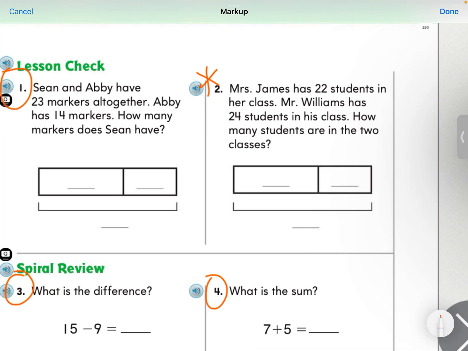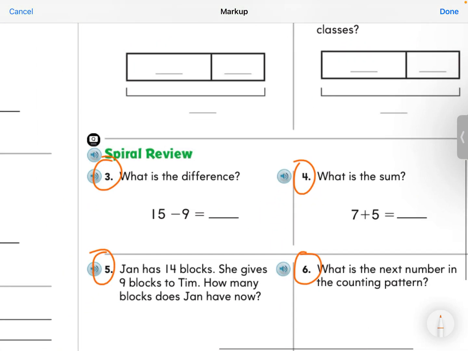Number 2, Mrs. James has 22 students in her class. Mr. Williams has 24 students in his class. How many students are in the two classes? What are you trying to solve for? What information is helpful? Label your bar model and solve.